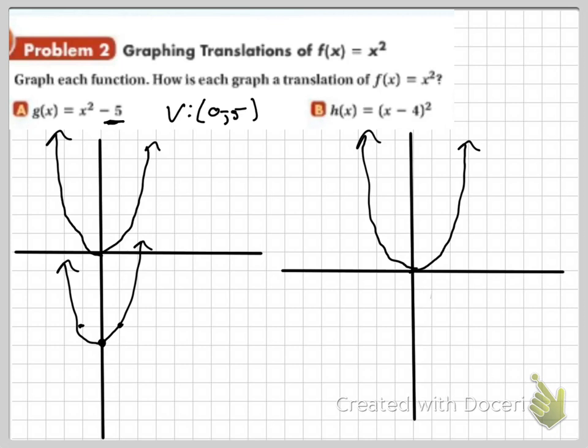Okay, now, what's different here? Well, again, look, it's inside parentheses. So for the vertex, we always talk about inside parentheses, its opposite is positive 4, nothing outside the parentheses, so it's 0. So what does that do? Well, it moves it over 4, so 4, 0 right there. There's your vertex.